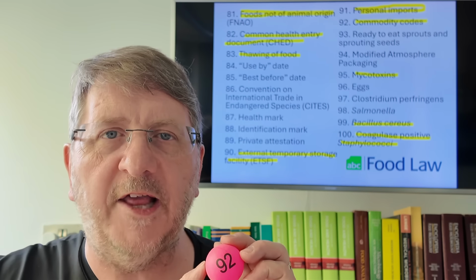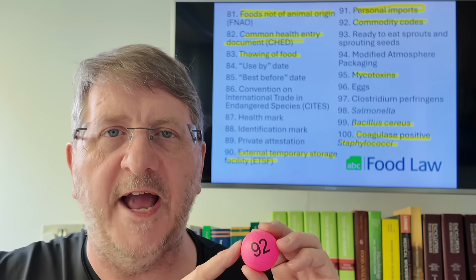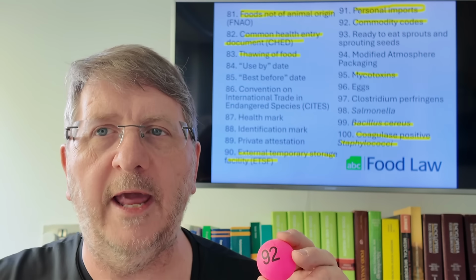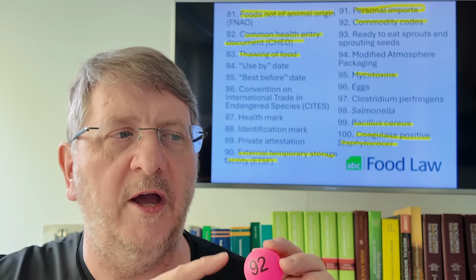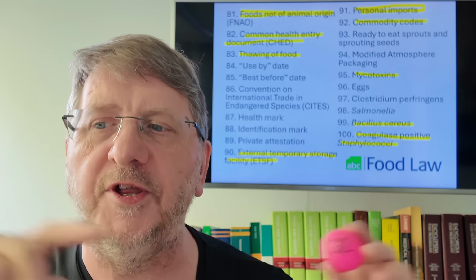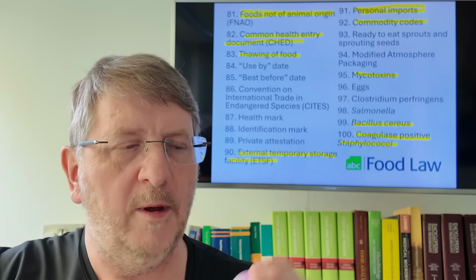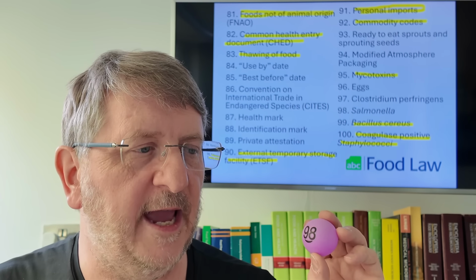So it's an import and export issue, but it's also used in food standards. Often when you get compositional labelling requirements that apply to specific products, the law will refer to the CN numbers, the commodity codes. We move on to number 98.